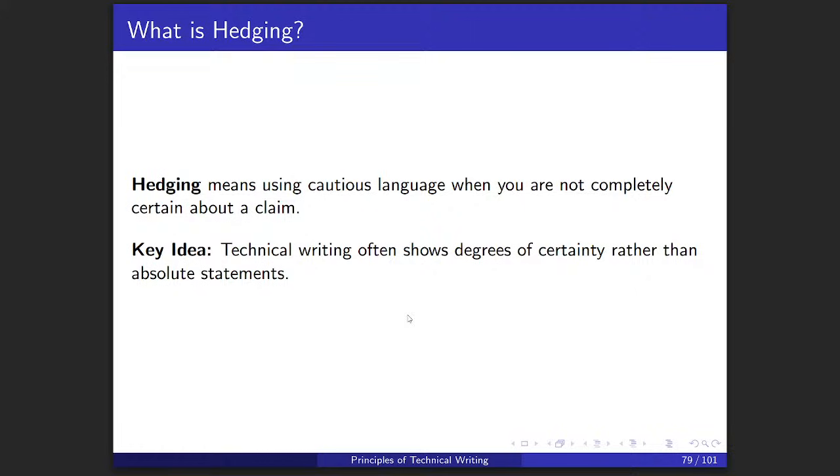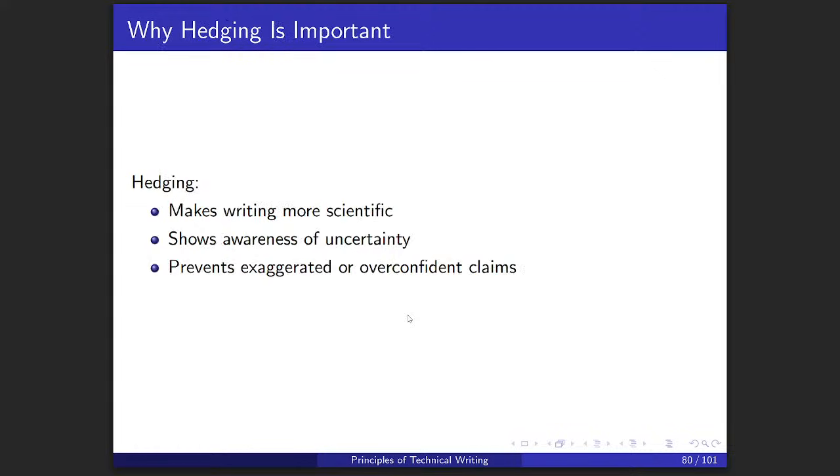Now the next topic is what is hedging. Hedging means using cautious language when you are not completely certain about a claim. Let me explain with examples. Hedging makes writing more scientific. Hedging shows awareness of uncertainty. Hedging prevents exaggerated or overconfident claims.